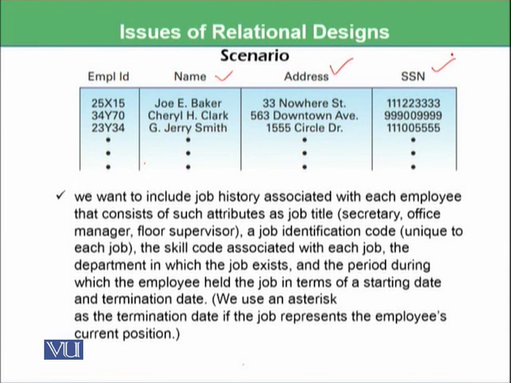So this is one relation that is perfect because each tuple of this relation is denoting one particular employee, and the next tuple is denoting the next particular employee of the company.